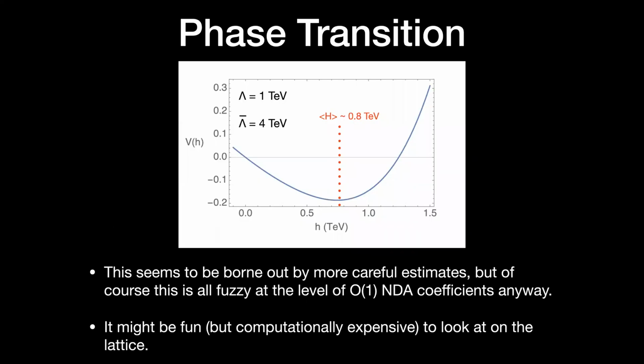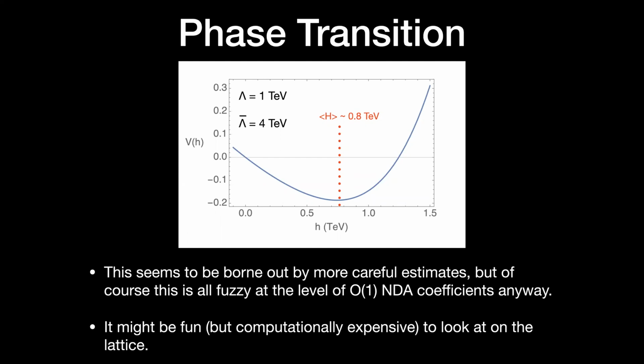And so if I put all of this together, this is a plot that shows the potential as a function of the Higgs VEV. And for lambda QCD confining at about a TeV, the chiral perturbation theory cutoff is taken to be 4 TeV. Then I get a Higgs VEV that turns out to be about 0.8 TeV. So it's again a little bit smaller than lambda QCD. It would be fun, but probably very computationally expensive, to try to look at something like this on the lattice.